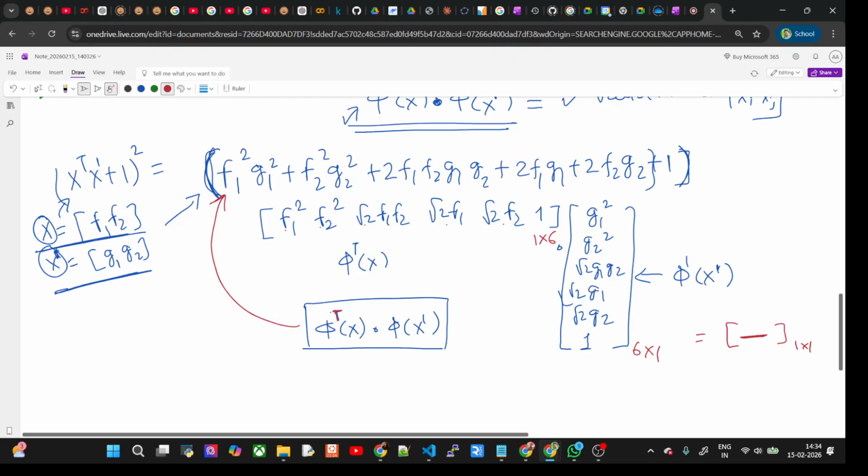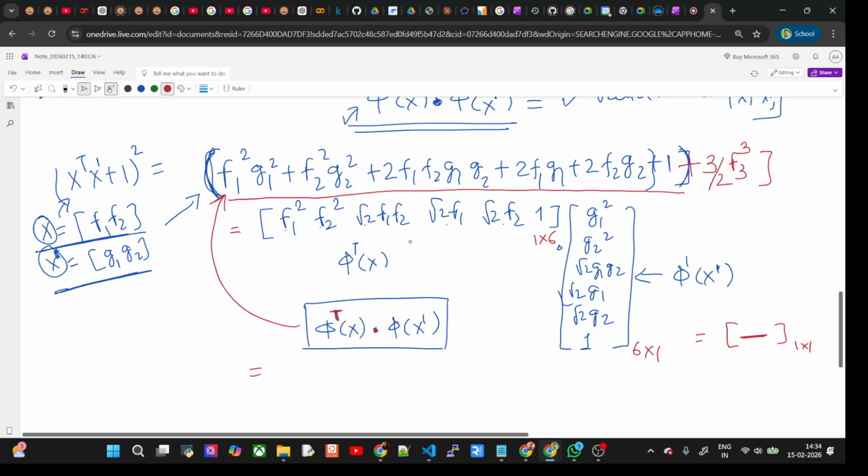Did you understand what I am trying to say, ma'am? Here, if I do the dot product of phi transpose x and phi transpose x prime, I am getting this equation back. And for example, if I am having something different, like a 3 by 2, f3, there is no f3 here, but for example, if I am having f3 cube.